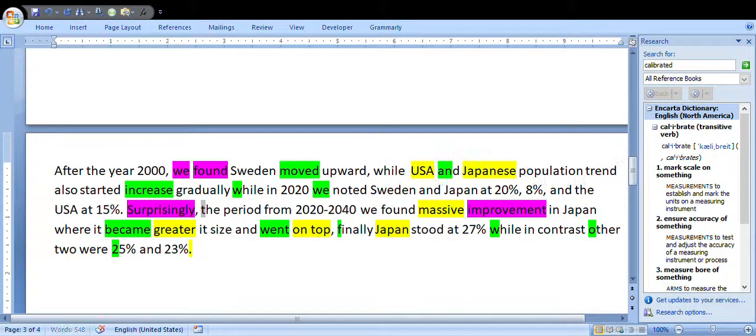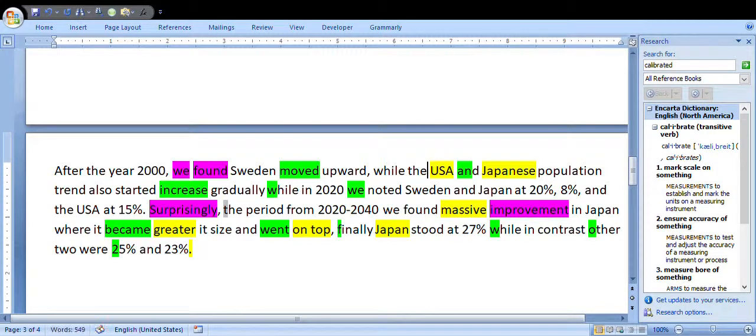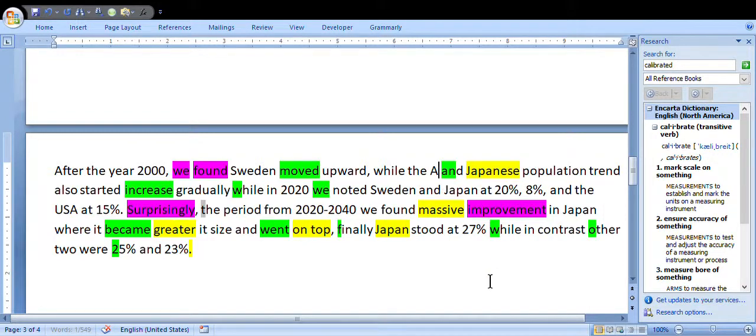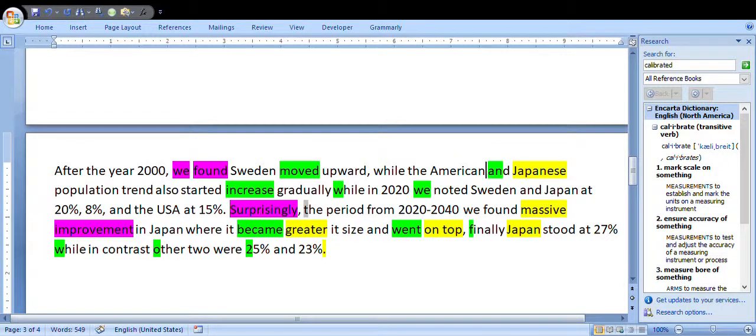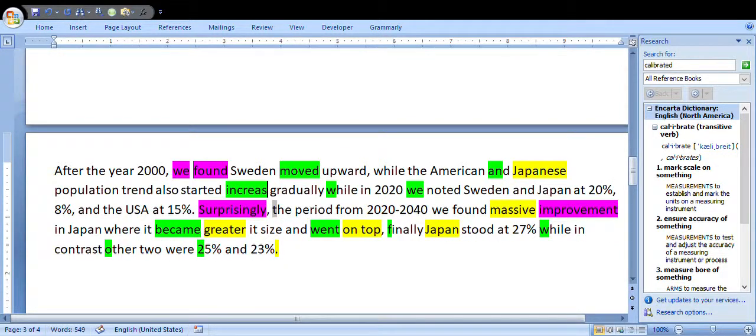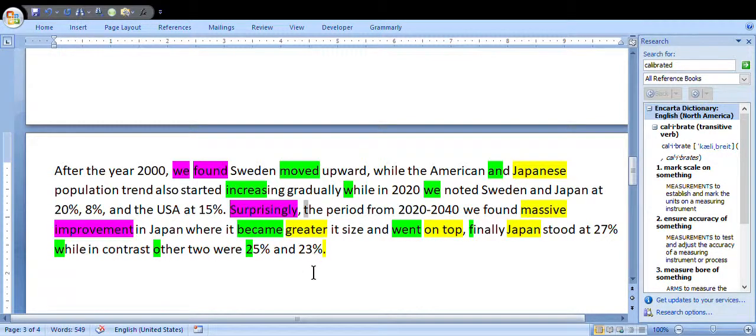While the USA and Japanese. Okay, if you're using Japanese, that's good vocabulary, but if you're going to say Japanese, you have to use the word we use for people from the USA. The American and Japanese population also started, after the word start, we use the gerund, increasing.